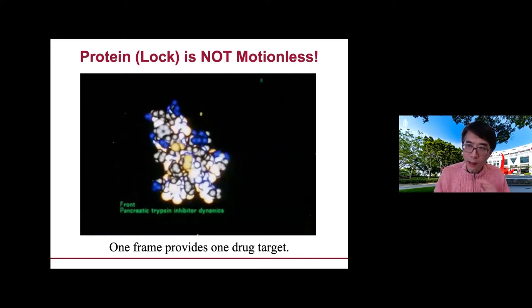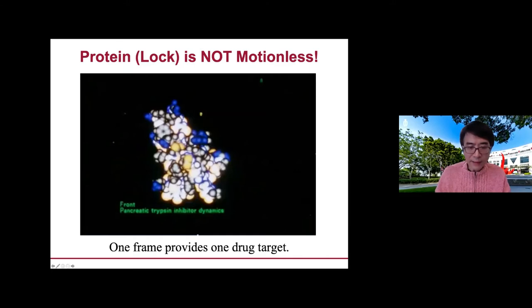Protein is in constant motion at room temperature. This we call thermal fluctuations. Here is the structure of the protein. You can see this protein has a specific three-dimensional shape, as we talked about, and some part of the protein can serve as a drug target. There's a binding pocket for the drug.